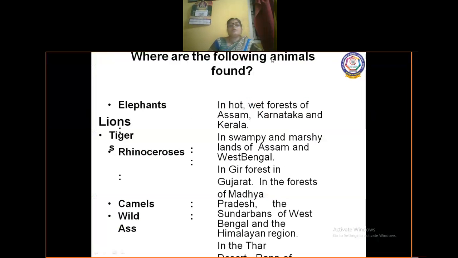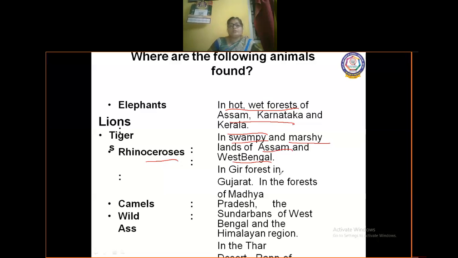Now, where are the following animals found? This is an interesting question for you. Elephants in hot, wet forests, they are adapted, very important to learn. Lions and tigers, both are prevailing in India. It's rare to see both kinds of animals existing in one place. In the swampy and marshy lands of Assam, the rhino, also in West Bengal.